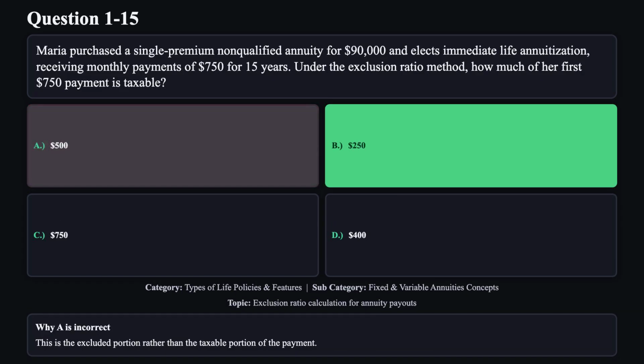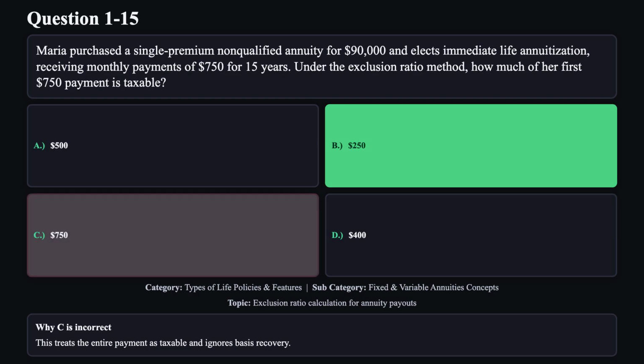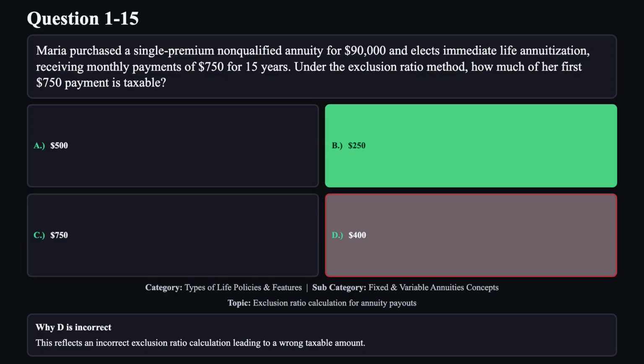Reason A is not correct. This is the excluded portion rather than the taxable portion of the payment. Reason C is not correct. This treats the entire payment as taxable and ignores basis recovery. Reason D is not correct. This reflects an incorrect exclusion ratio calculation leading to a wrong taxable amount.